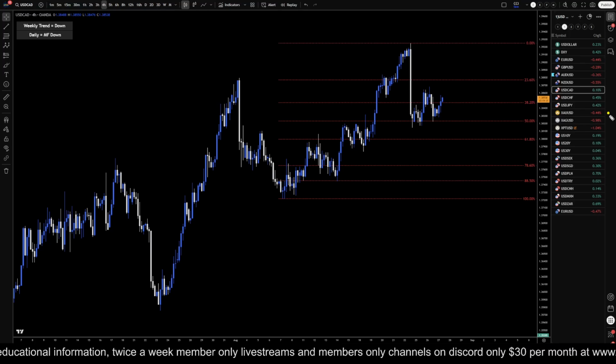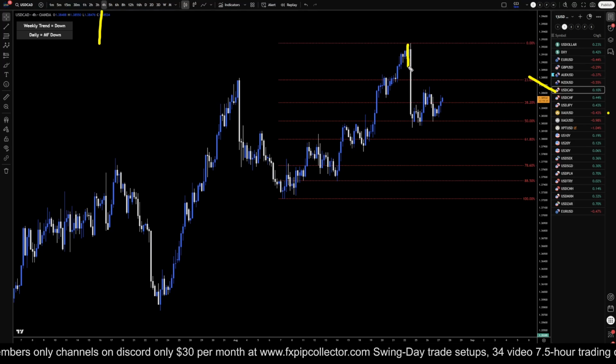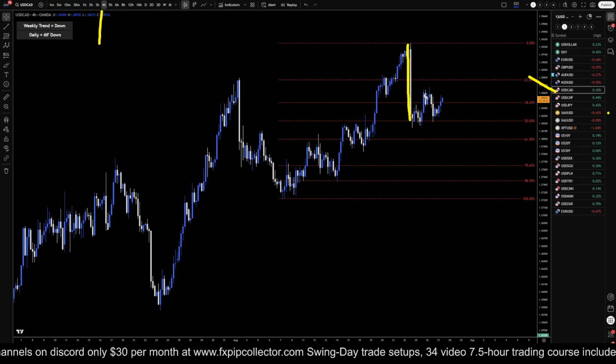Today is Wednesday, August 27th, and this is my analysis for the US dollar Canadian, and we're on the 4-hour time frame to start with. So on the 4-hour time frame, we had this big push down on Friday, and then we have very overlapping, very corrective looking price action ever since.